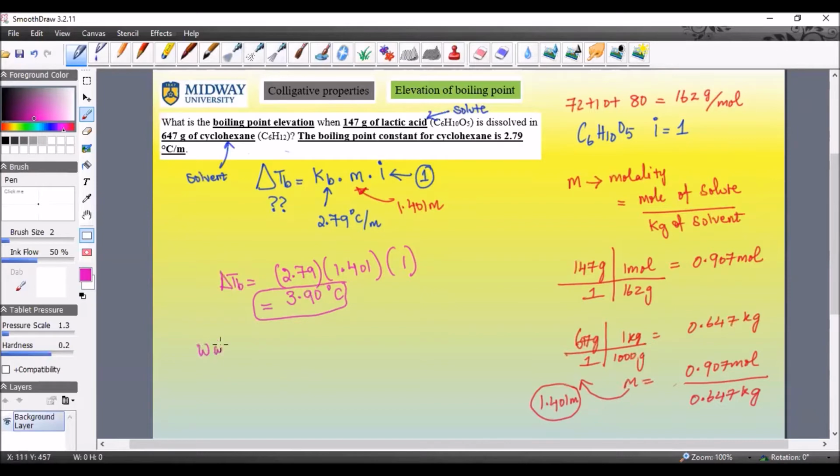Now, what does this mean? Water boils at 100 degrees. That's universally known information. So if you add lactic acid to water and bring it to a boil, the water actually boils at 100 plus 3.90 degrees Celsius. I'm just showing this to you to see the effect of solute on a solvent. The problem ends right here. Water boils at 100, but when you add lactic acid, the water boils at 103.90.